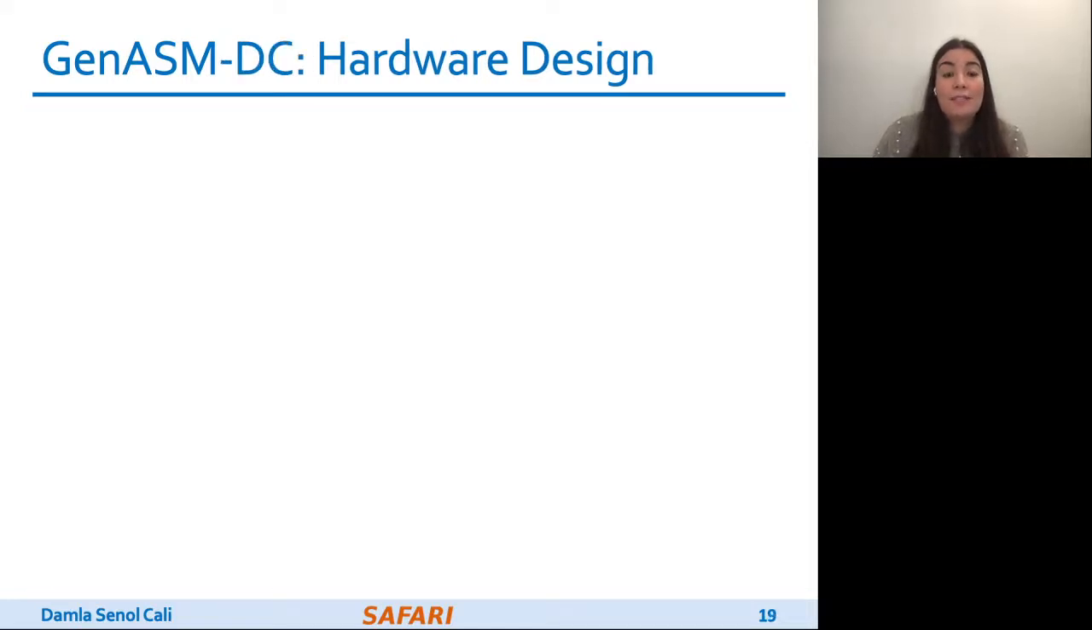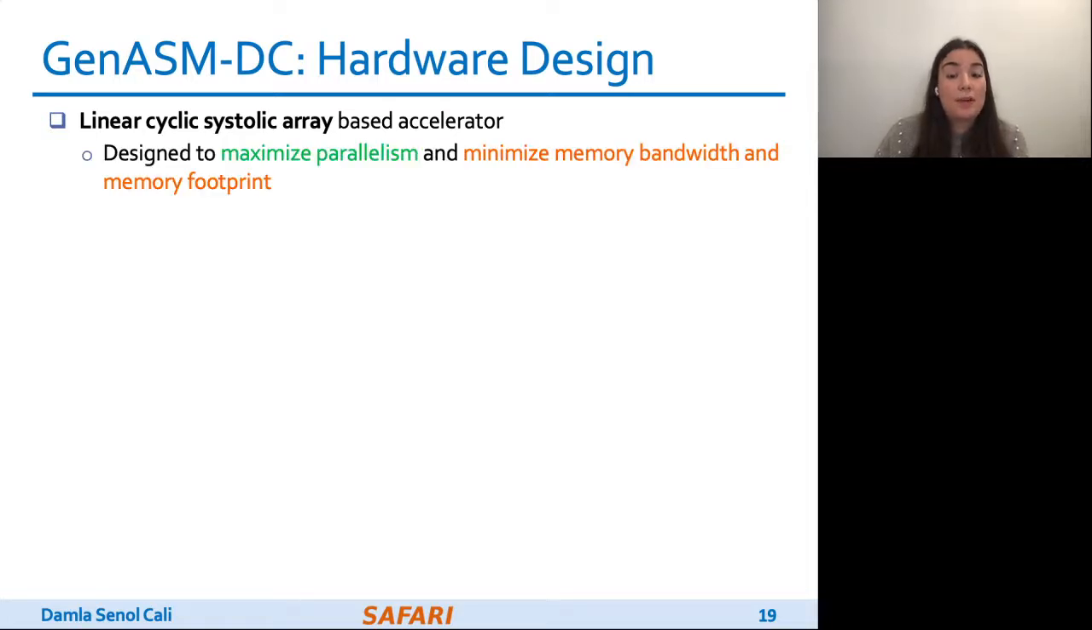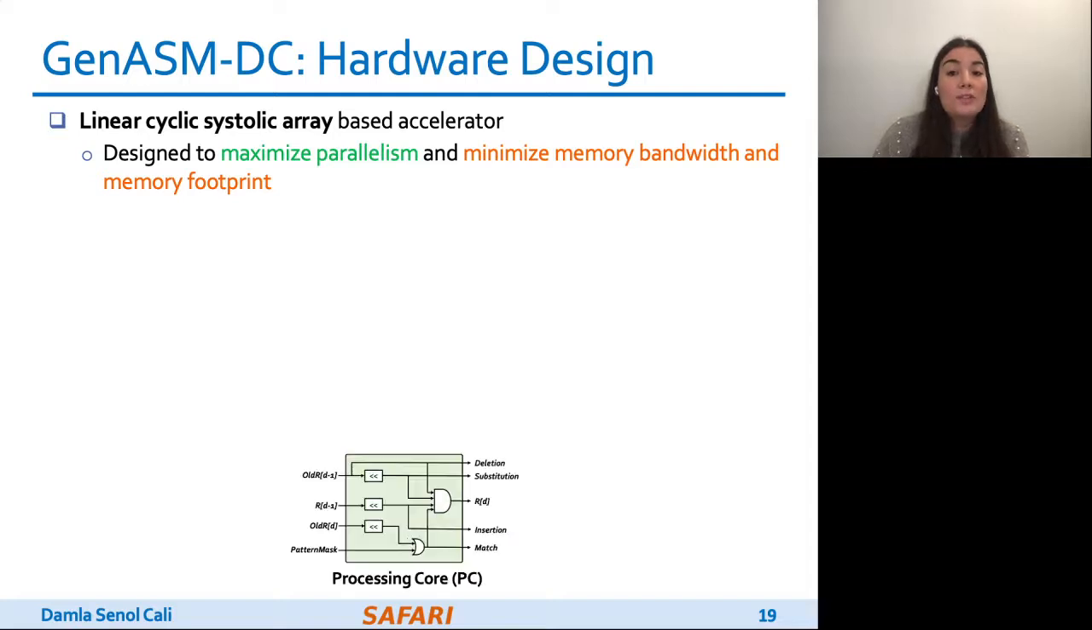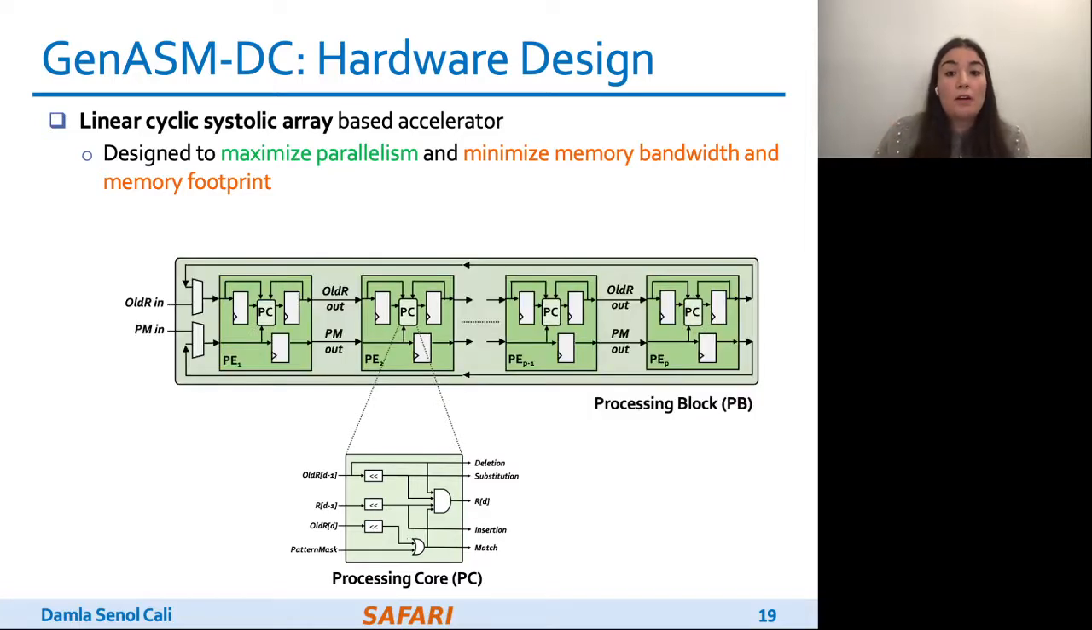Let's look at GenASM-DC's hardware design. We implemented it as a linear cyclic systolic array-based accelerator using small and very simple logic components. This design helps us to maximize parallelism and minimize memory bandwidth and memory footprint. The processing core is the basic compute component which computes the intermediate bit vectors, and when we add the flip-flop based storage logic around the processing core, we define a processing element or PE. Multiple PEs are concatenated to define a processing block.